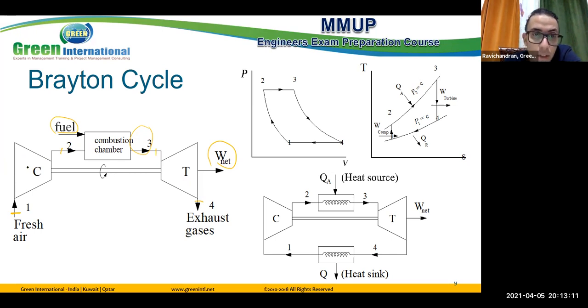Okay, and what is the Q added? This is the part for Q added actually, the combustion chamber. Let's describe this cycle on the PV diagram and TS diagram. I will focus on the diagram, it is better for me.